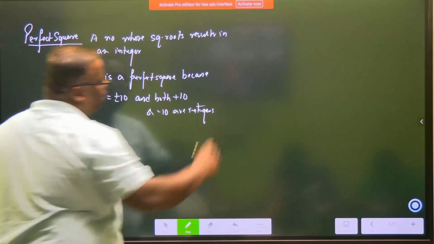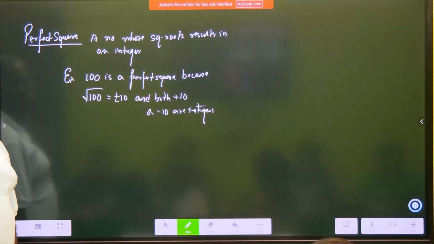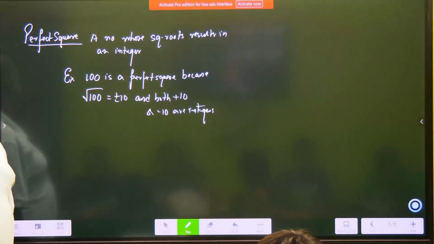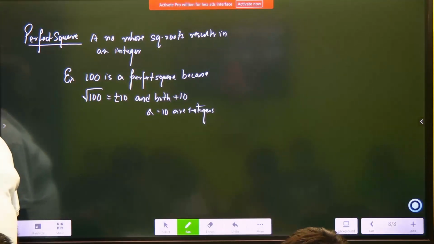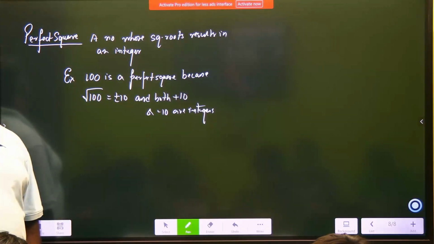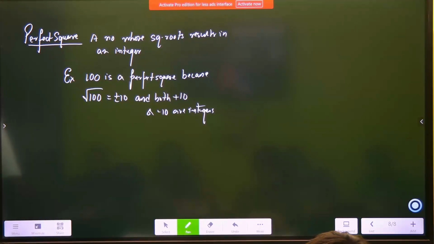अभी आपको क्लियर हो गया? Rohan, have you understood this? What is a perfect square? A number whose square root should yield you an integer. Our job in this chapter first will be that a number will be given to us. We have to identify whether the number is a perfect square or not.